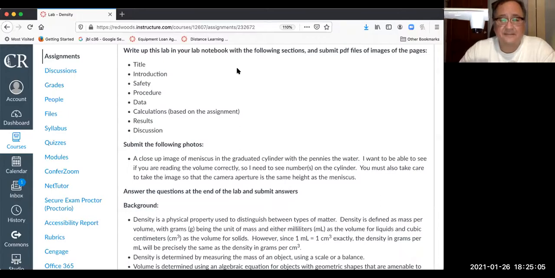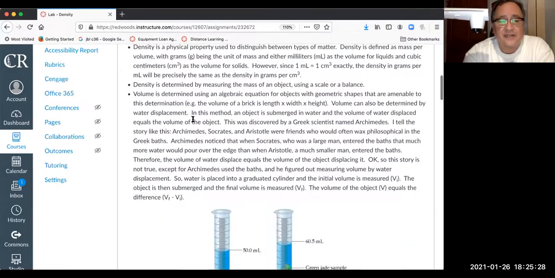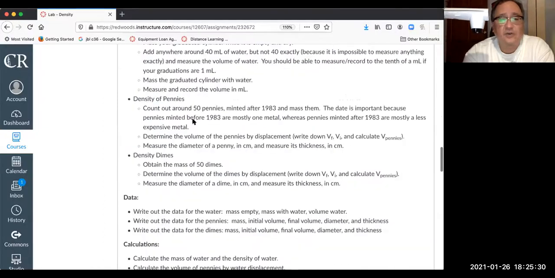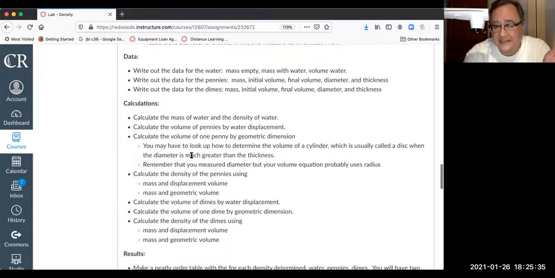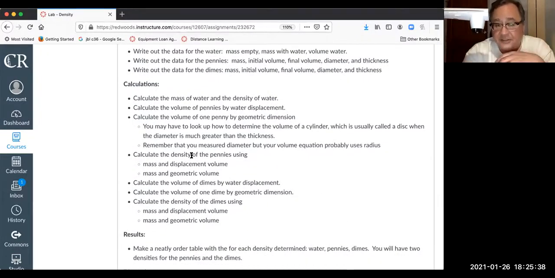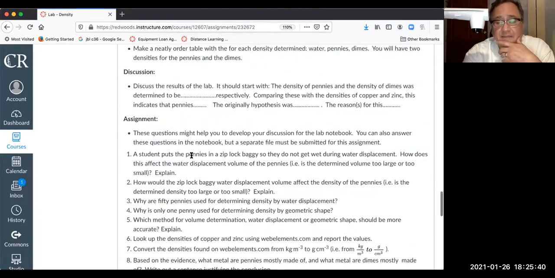Any questions about safety? Okay, we'll move on. The procedure we talked about, you can make bullet points about that. The data, I described to you the data you should probably have. And let's now look at the calculations based on the assignment. So you're going to do these calculations here where it says do all these calculations. And you're also going to include calculations from the assignment that are calculations. So let's go down to the assignment.